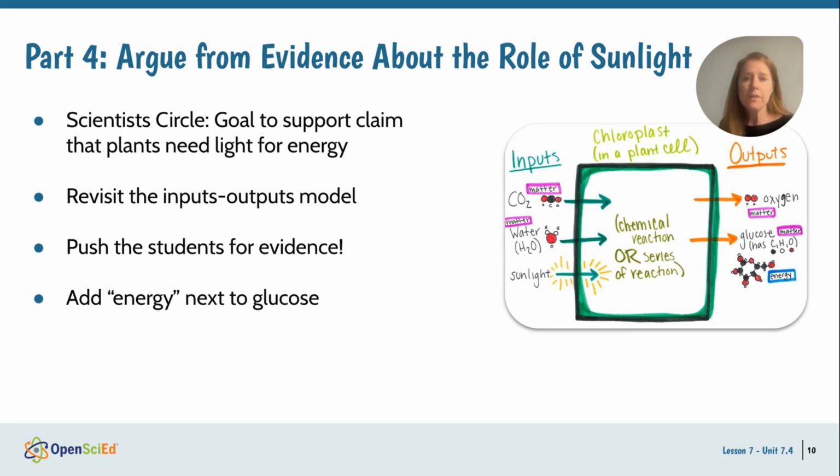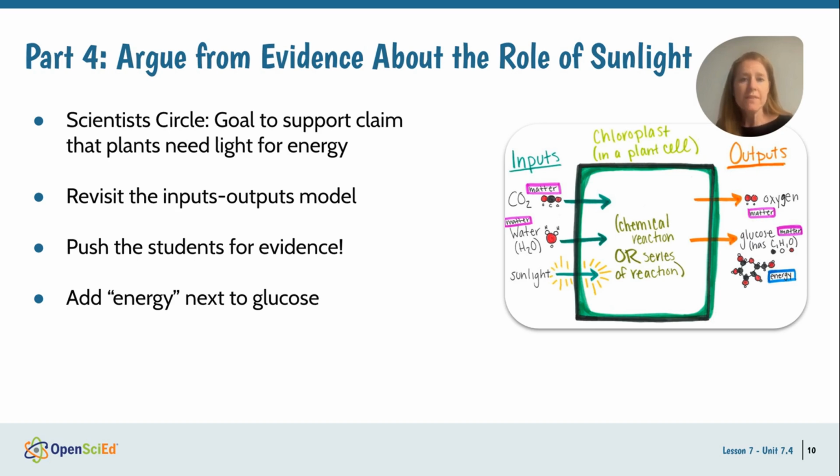In part 4, the students argue from evidence about the role of sunlight. So on the model, we've already marked what is matter. We know that carbon dioxide, water, oxygen, and glucose are all matter. However, the students usually will just say, oh, we need the sun for energy. We need the sun for energy. Here's where we're really pushing them to give the evidence to support it.